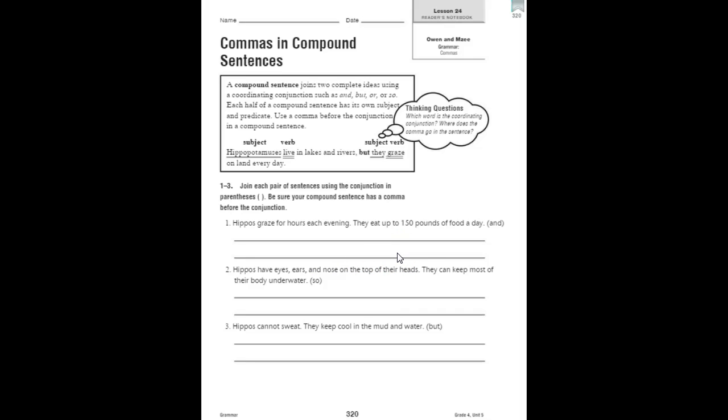So pages 319 and 320, make sure to have your learning adult check your work. And you can ask them questions if you do not understand. They can guide you back to the examples.